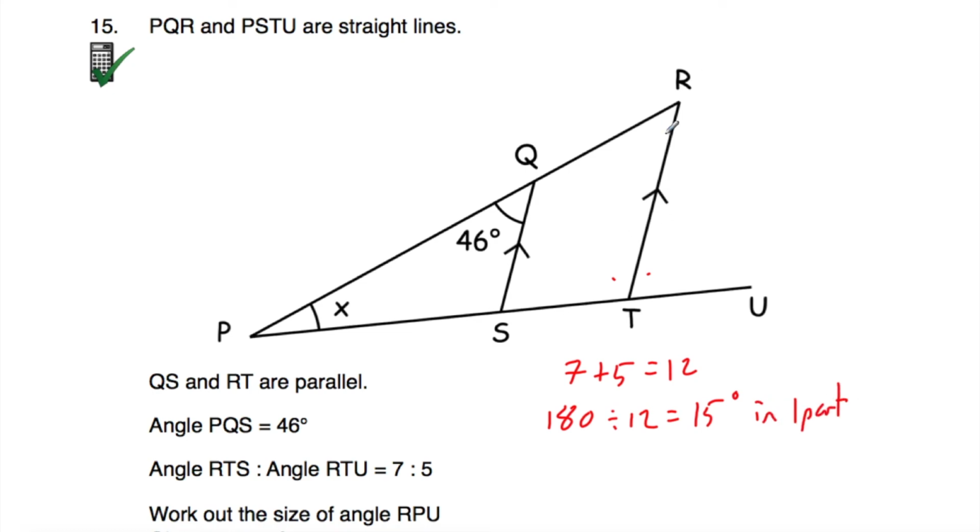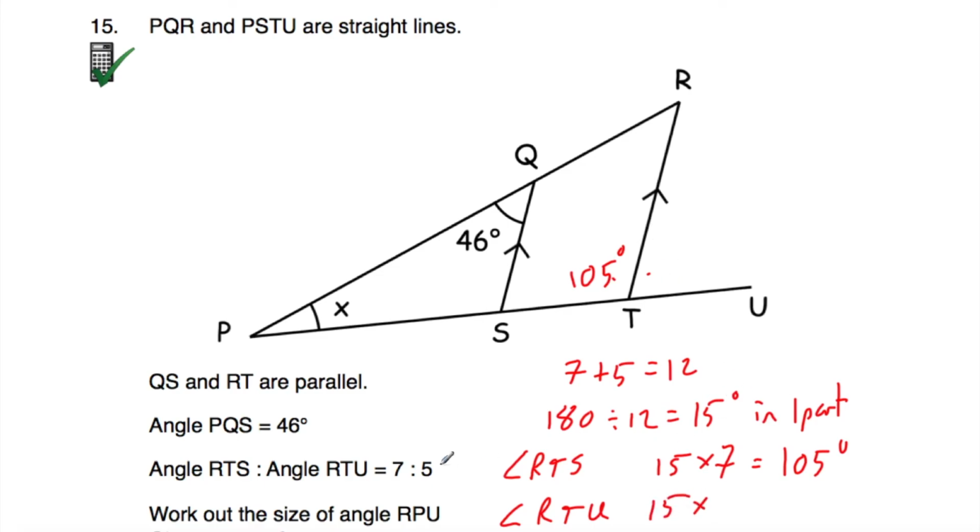And if we want to find the size of angle RTS, we would take our 15 and multiply by its number in the ratio, which is 7. And 15 multiplied by 7 is equal to 105 degrees. So that means that this angle is 105 degrees. And if we want to find angle RTU, we would take the 15 degrees, how many degrees are in one part, and then multiply by its number in the ratio, which is 5. And 15 times 5 is 75 degrees, so that is 75 degrees.